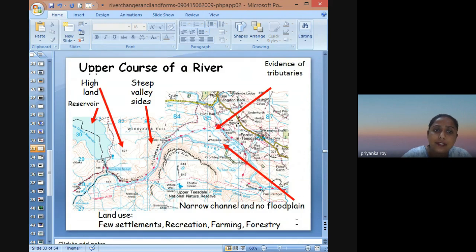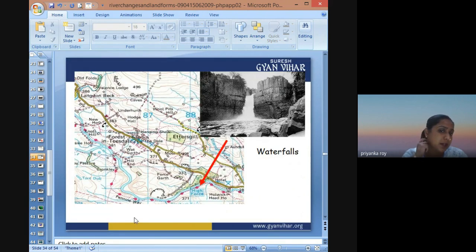The upper course of a river is like highland reservoirs. If you see, these are differentiated by two highlands. The steep valley sides are this way. It is shown in this image, and the evidence of tributaries shows that these tributaries are coming and joining this river system, right? This is how you're going to read your topo sheets. See, again, the river started meandering as it came into the middle course, and as it joins the lower course, the meander widens, and the occurrence of Oxbow Lake also widens.